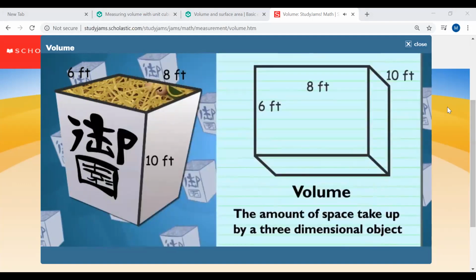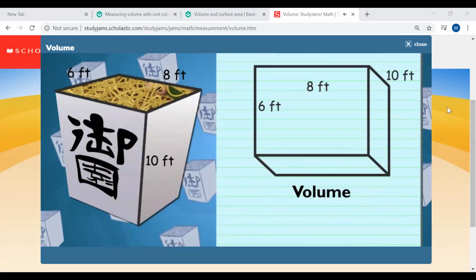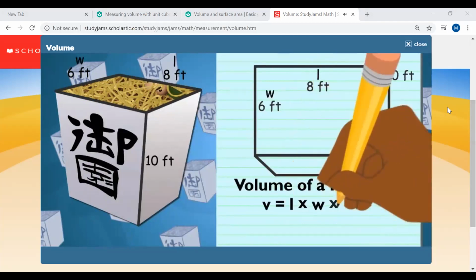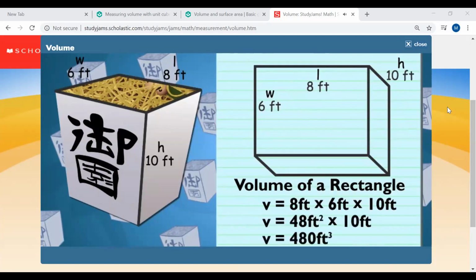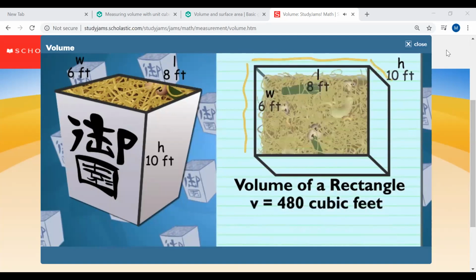Sounds good. Figuring volume's easy, especially when the sides are rectangles. You just multiply length times width times height. Try it. Okay. Length times width times height. 8 times 6 is 48. Times 10 is 480. Cubic feet, because we're measuring in 3 dimensions. So I need 480 cubic feet of chow mein? What exactly is a cubic foot?